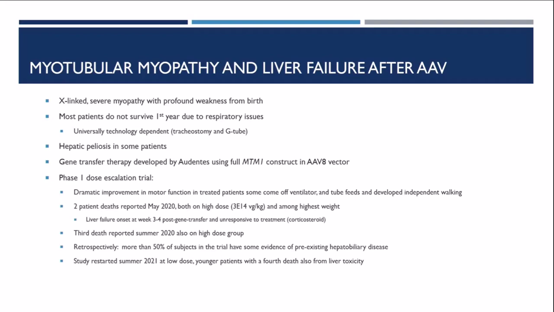But what that led to was a really careful evaluation of why this happened in these patients. And what was seen is that this therapy unmasked a latent hepatobiliary disease in many of these patients that we just didn't appreciate previously. So there's always some sort of surprise at the end of the day with these therapies. And as we get deeper into gene therapy, we just need to be ready to address those things.